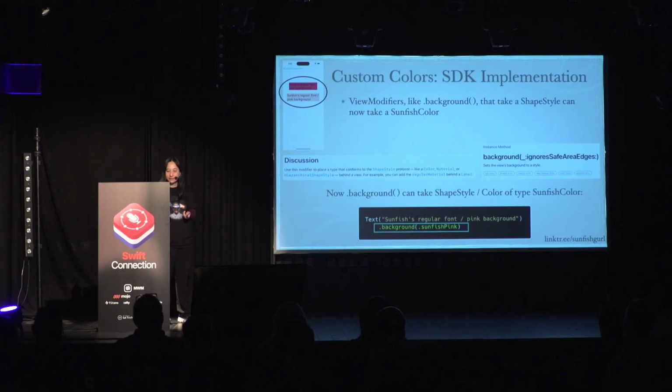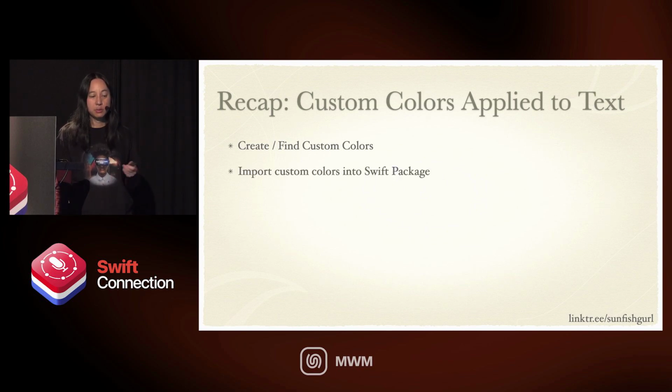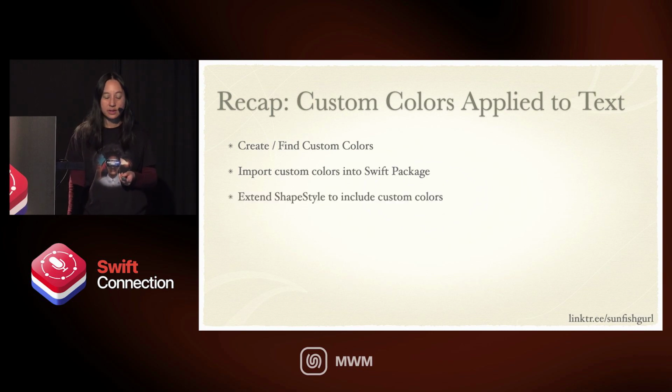So this is kind of what I said before, but now view modifiers like background can take our sunfish color. So to recap, in order to create custom colors that we can apply to text, we first want to start by creating or finding the colors that we want to use. Make sure to import those colors into our Swift package. Then extend shape style to include our custom colors.